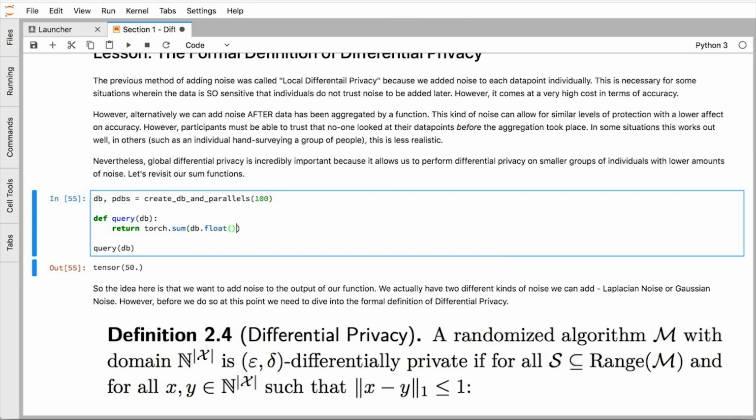However, global differential privacy would add noise out here to the output of a function. Now, this doesn't have to be just a single function. This could be a big long chain of functions. It could be a sum and then a threshold and then another sum and then multiplication, or any number of functions that we wanted to chain together. And we can add noise in the middle or at the end, wherever we wanted to do this.